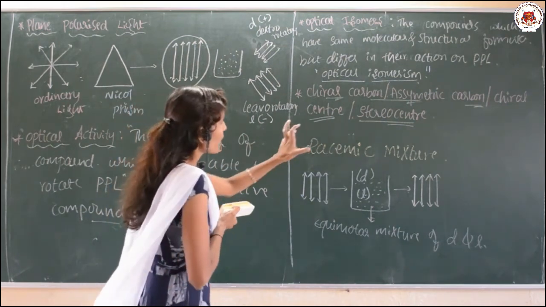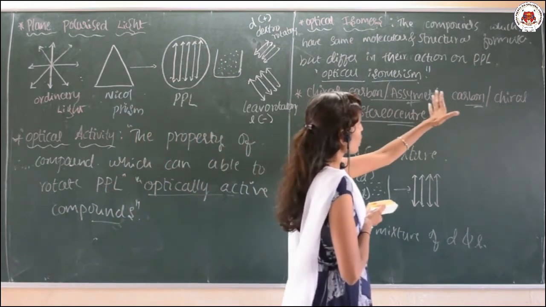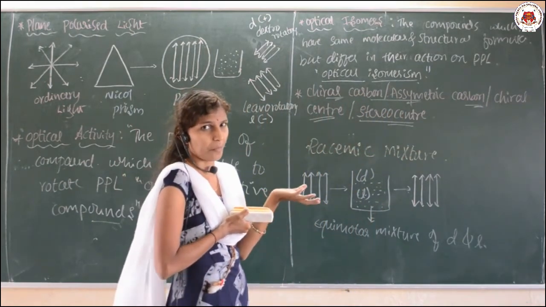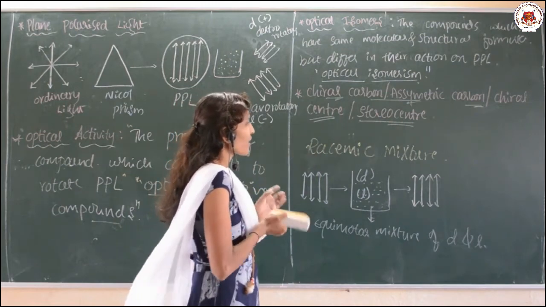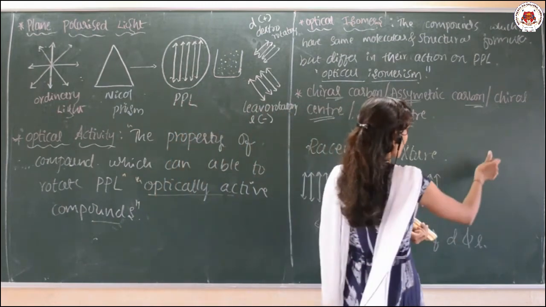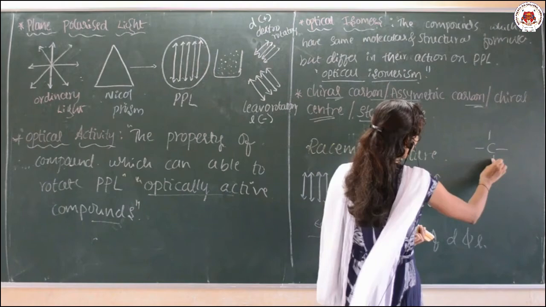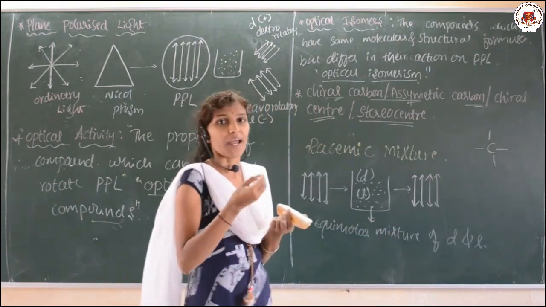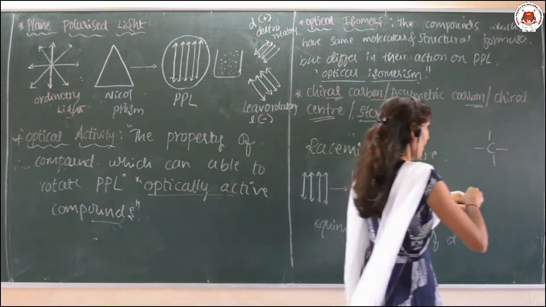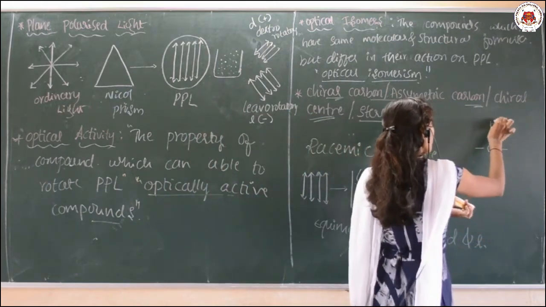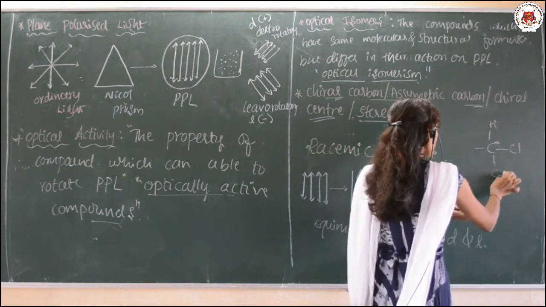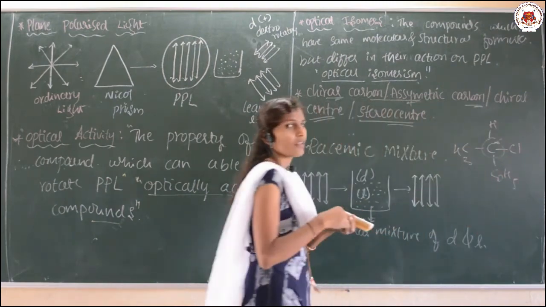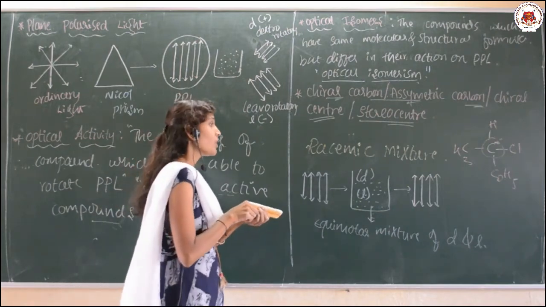Clear? So, one more term: chiral carbon, or asymmetric carbon, or chiral center, or stereo center. If the carbon is attached to 4 different groups or atoms, that carbon is said to be a chiral carbon, and it is represented by a star. Let me take an example like this, C2H5 and CH3. This carbon is a chiral carbon or asymmetric carbon.